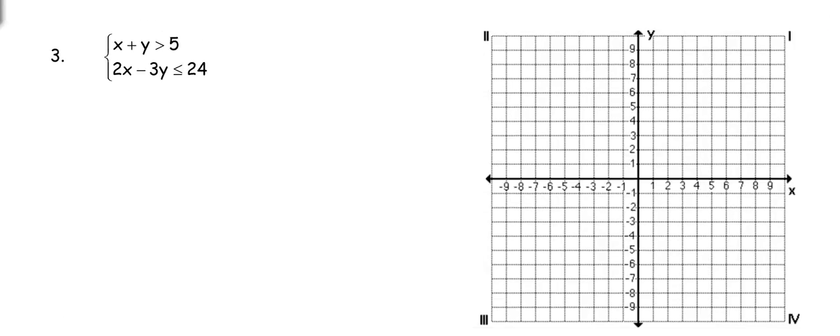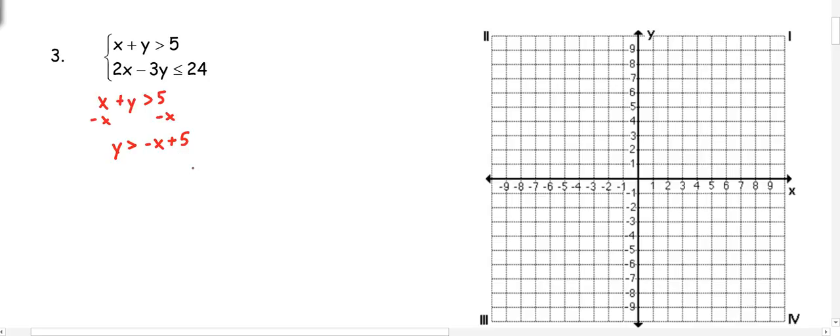Number 3, we have x plus y is greater than 5. So in order to graph, we first need to solve for y. We're going to subtract x from both sides. y is greater than negative x plus 5. So on the y-axis, we're going to go to 5, and we're going to use the slope of negative 1 over 1.